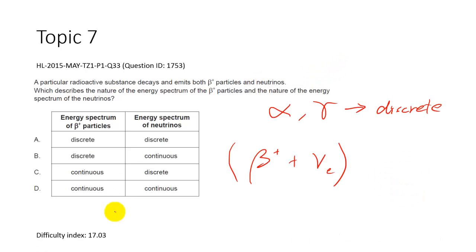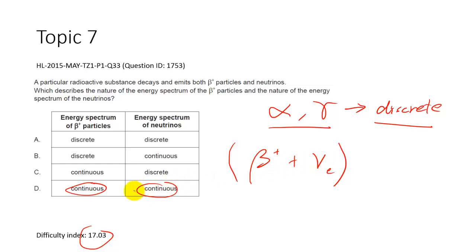This question, actually I don't know why the percentage of this is so low. It's just very direct that you should have memorized, I would say, or understood that alpha and gamma are the discrete energy that you have, as in for beta, no matter whether it's plus or minus, and also the neutrino or antineutrino that it produces is always continuous.